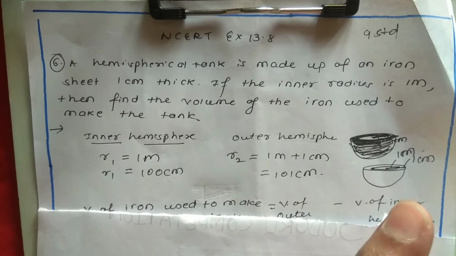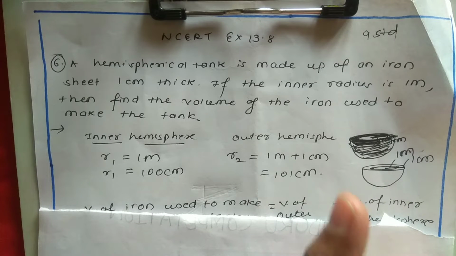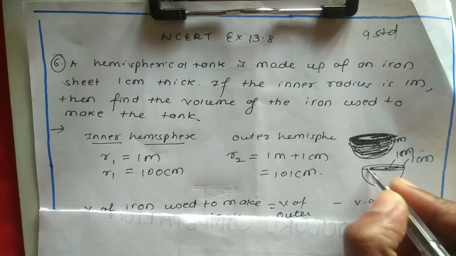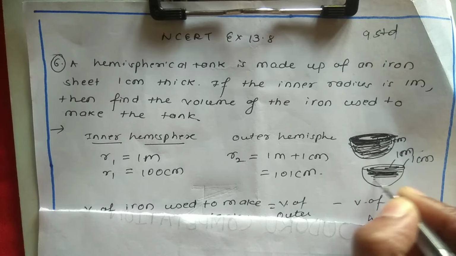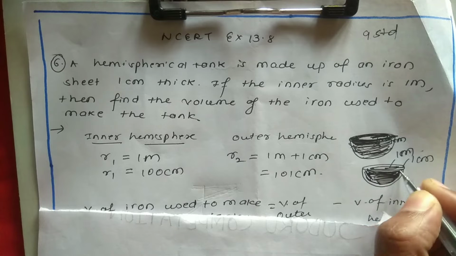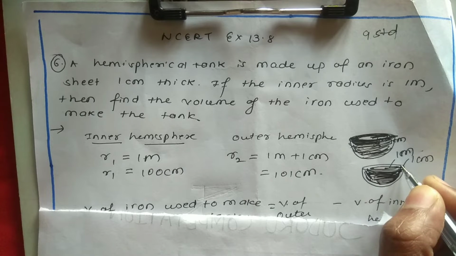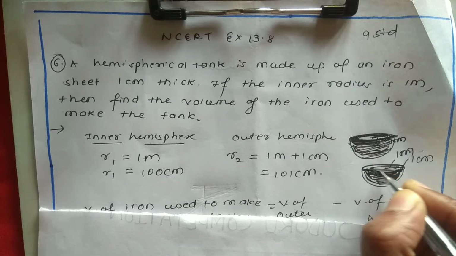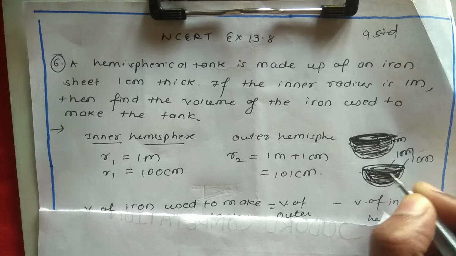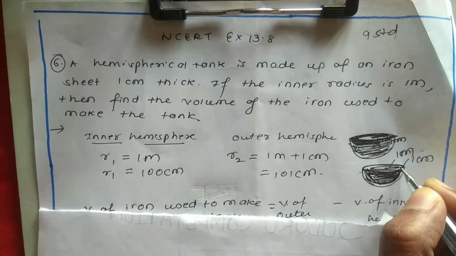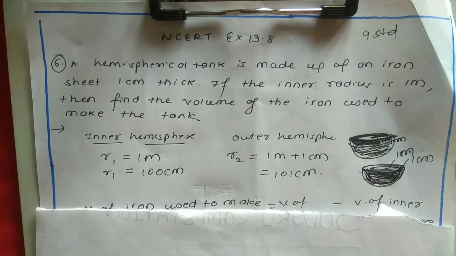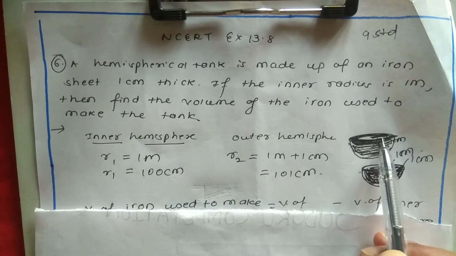Now see what is asked: only the volume of iron used to make the tank. It is not asked to find the volume of the hemisphere. So you have to find how much volume of metal is used here. To find this, if you take the big circle, that is the outer hemisphere, then the volume of outer hemisphere minus the volume of inner hemisphere, you will get the remaining, which is the volume of metal. So we will write the two measurements here for inner and outer hemisphere.